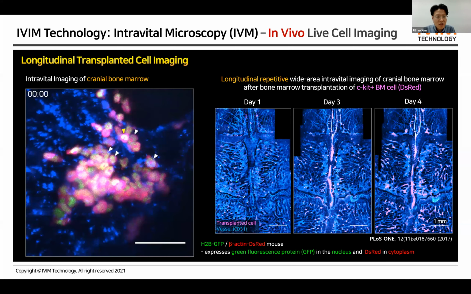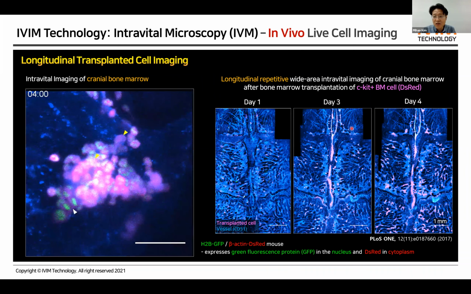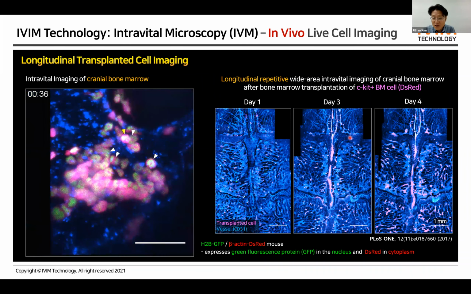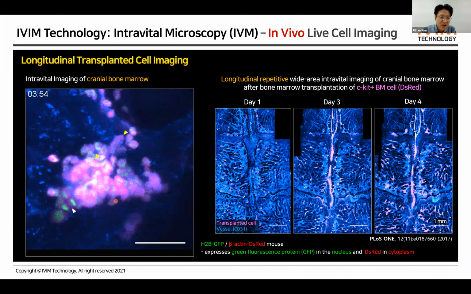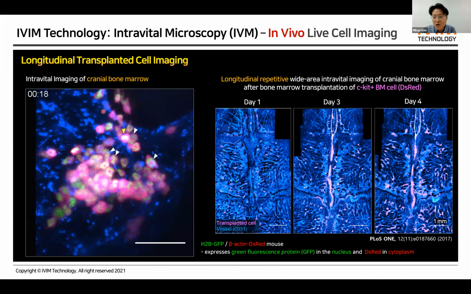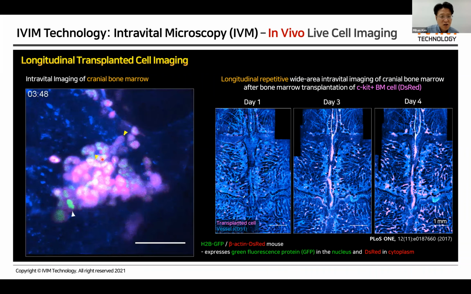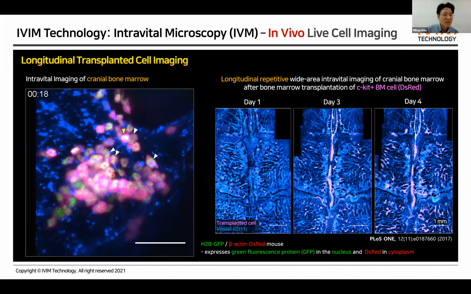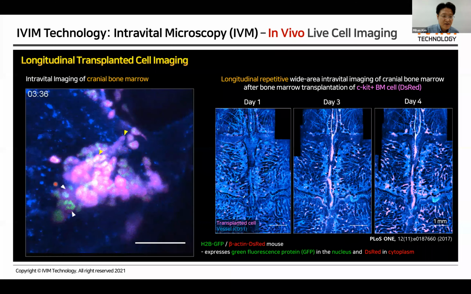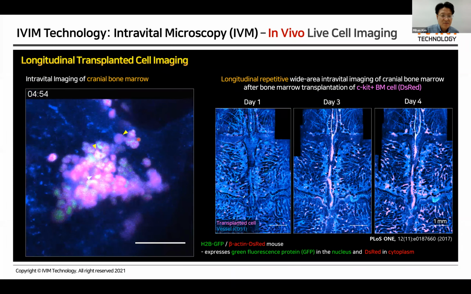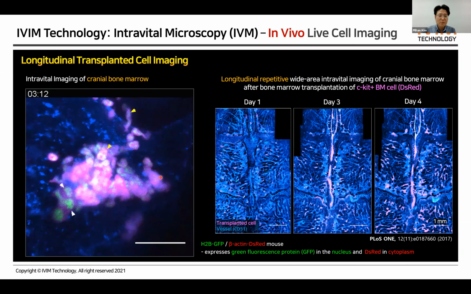So at day 4, we took time-lapse imaging like this. Actually, this is a mosaic image made by using hundreds of single FOV images. And this is the high magnification time-lapse movie obtained from one of these sites. And you can see the dynamic movement and proliferation of this transplanted bone marrow cell. You can see the proliferation of this cell here and here, and the migration of some cells. So you just saw the proliferation of the cell in the bone marrow.